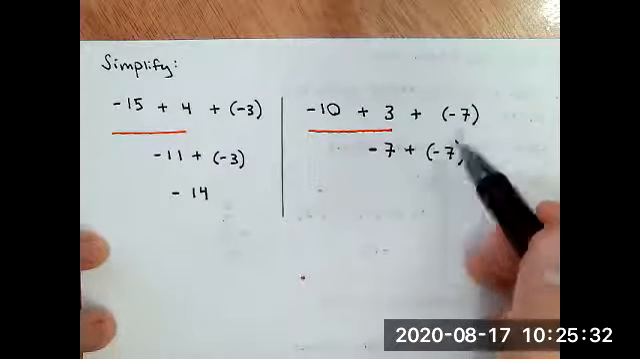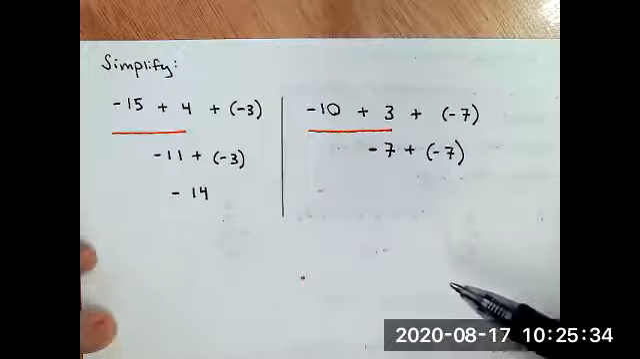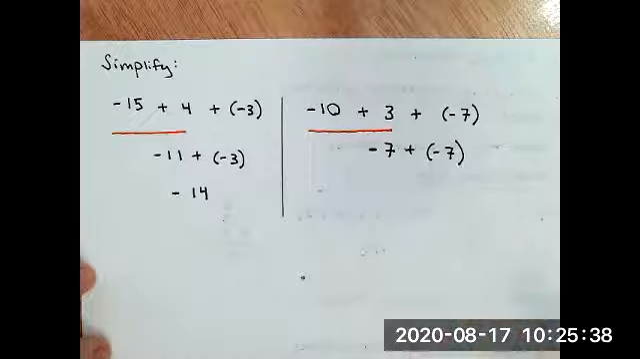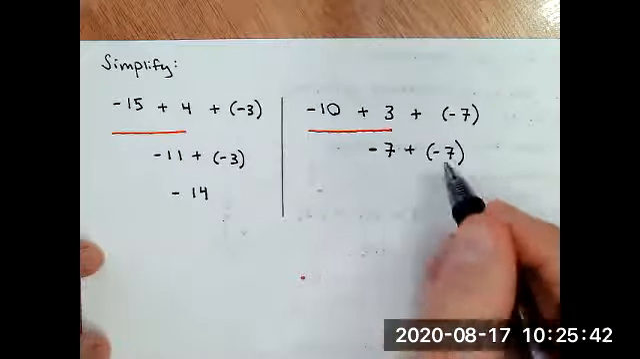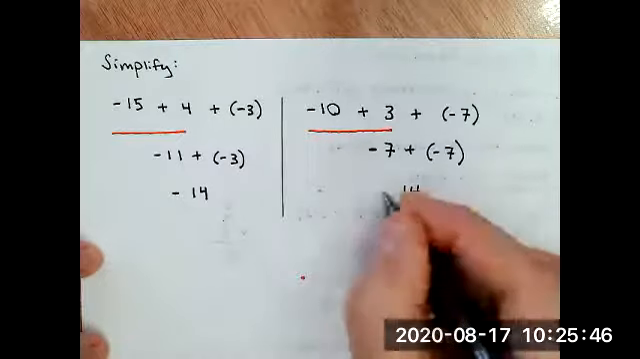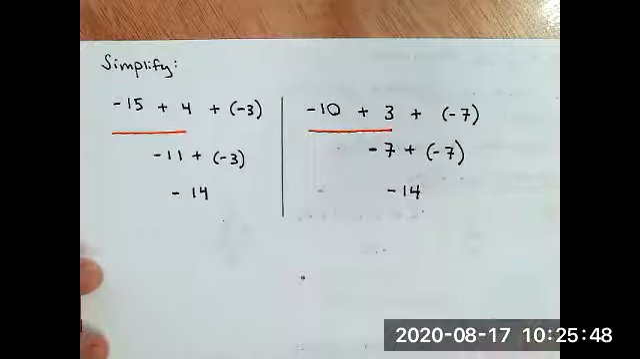Then we'll bring down the plus negative 7. These numbers have the same sign, so you add their absolute values. 7 and 7 make 14, and keep the sign. Let's do another one.